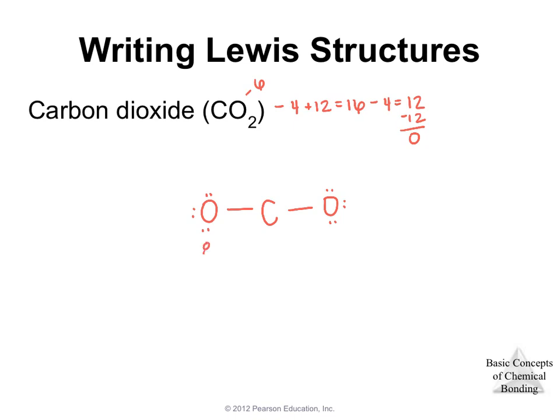This oxygen has 8. This oxygen has 8, but carbon only has 2 bonds, so that's 4. So carbon is definitely not happy with that. So I'm going to drop in from this oxygen. It doesn't matter what side I start with. And it's going to end up being like this.